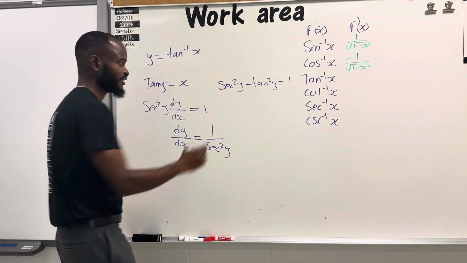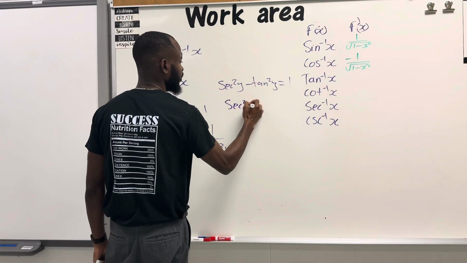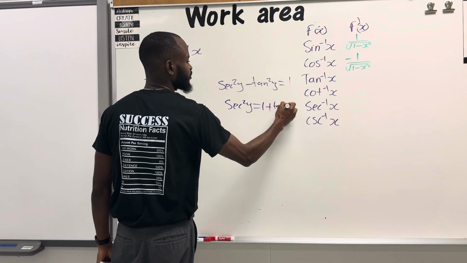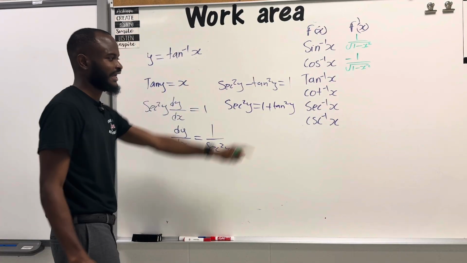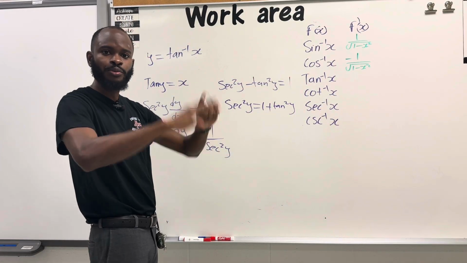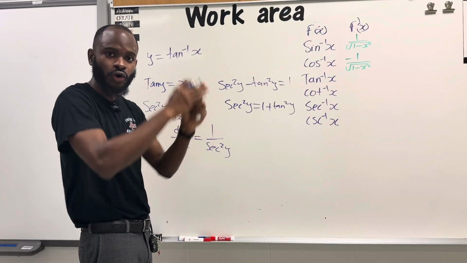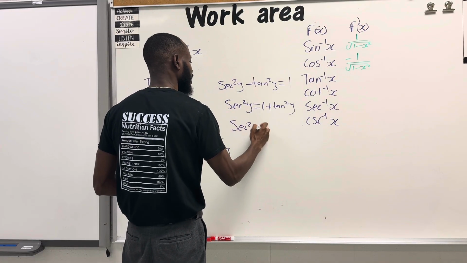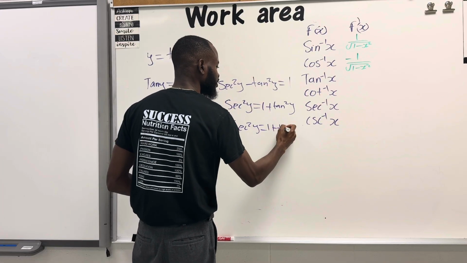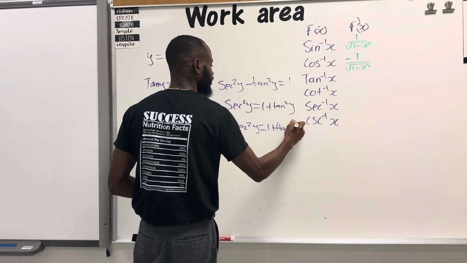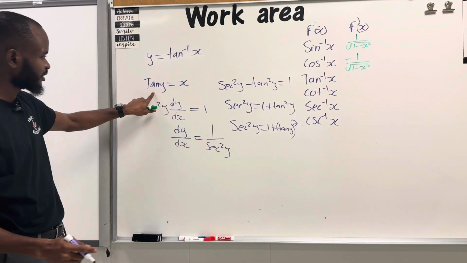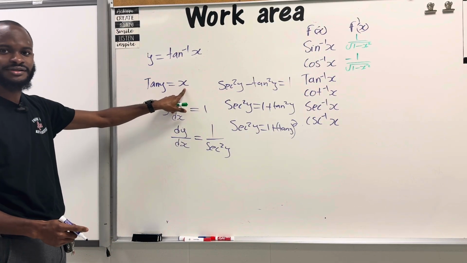So it means that secant squared y is equal to 1 plus tan squared y, right? And tan squared y, we could represent that as tan y all squared. So the tangent of y all squared. So secant squared y is equal to 1 plus tangent of y all squared. And we know what the tangent of y is equal to. The tangent of y is equal to x.